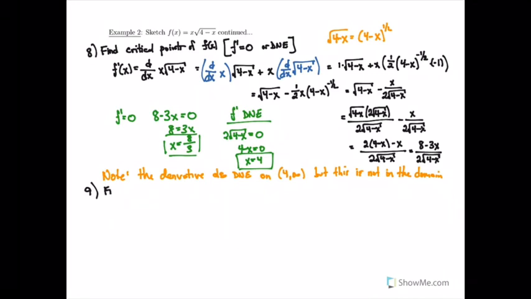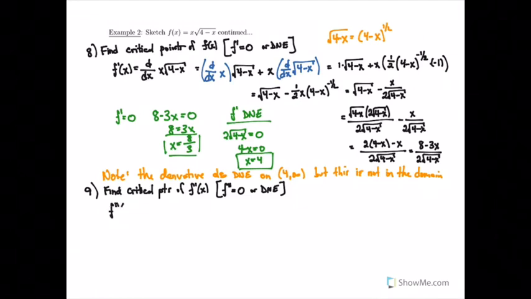Part 9 here, we're going to find the critical points of the derivative. That's going to be when the second derivative is 0. And again, I need to find the second derivative. So that is going to be the derivative of (8 minus 3x) over (2 square root of 4 minus x). And in this case, we need the quotient rule.